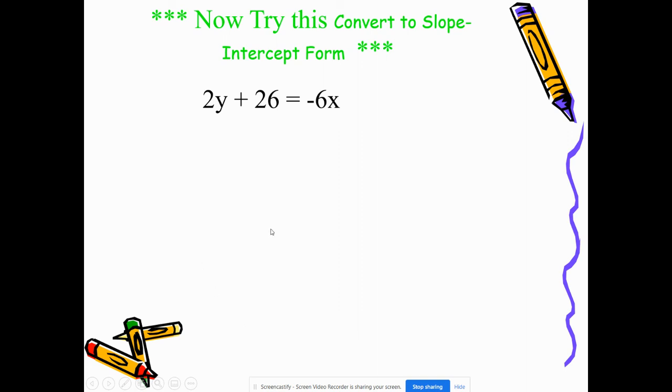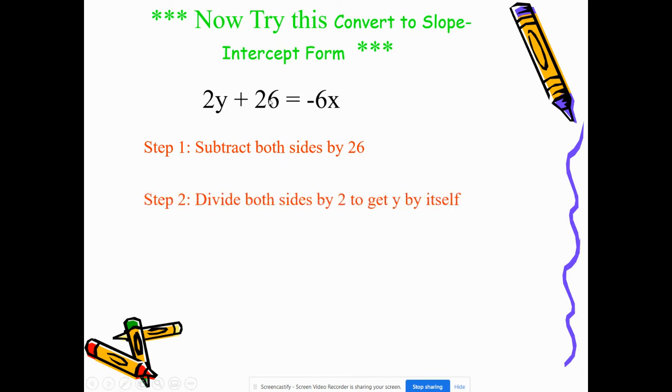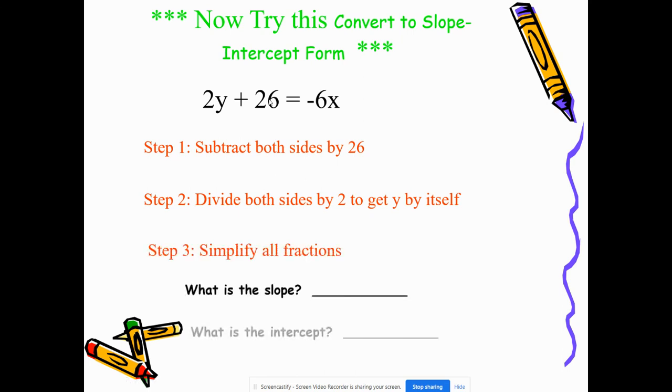Okay, so now let's try this on our own. We want to subtract both sides by 26. You want to get the y by itself, so what's next to it is the 26. Divide both sides by 2. And then simplify the fractions. What do you get for the slope and the y-intercept?